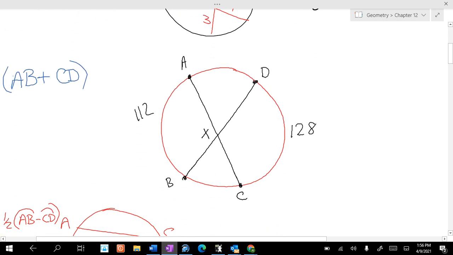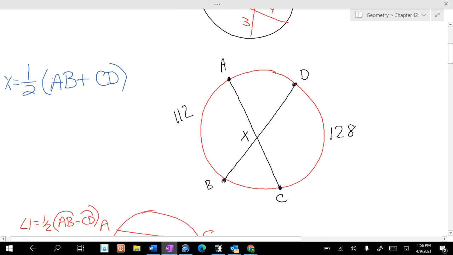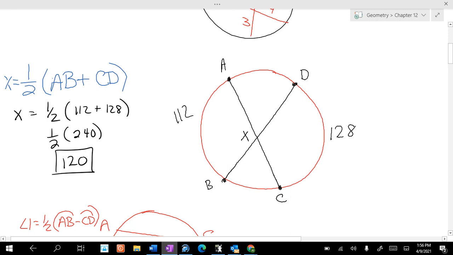All right. Here, we're looking for an angle when two chords cross. Our formula is this. To find the angle, it equals 1/2 of one arc plus the other arc. So 1/2 of 240, which is 120. Any questions on that?